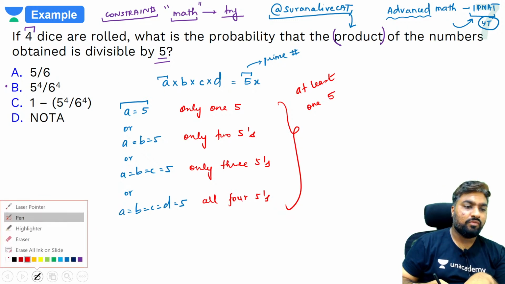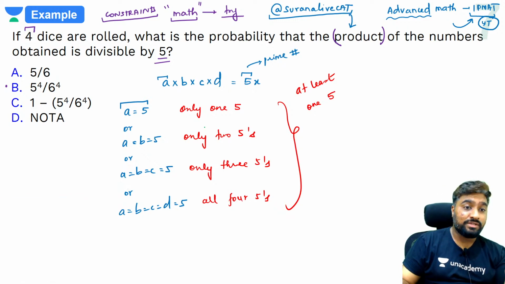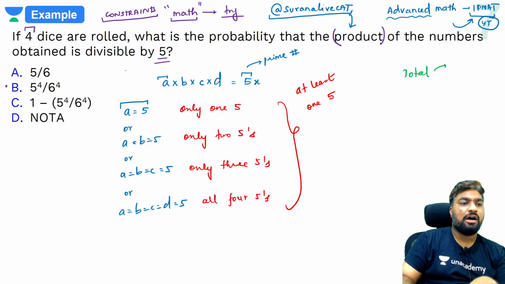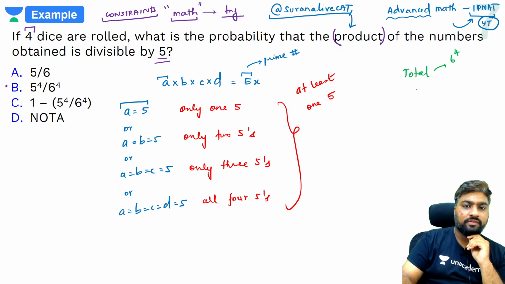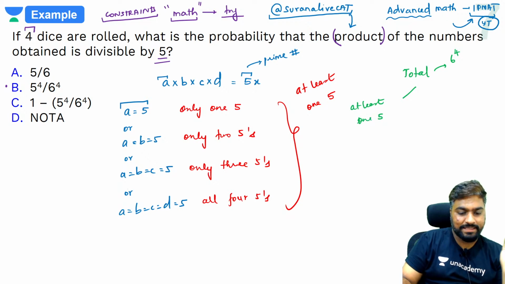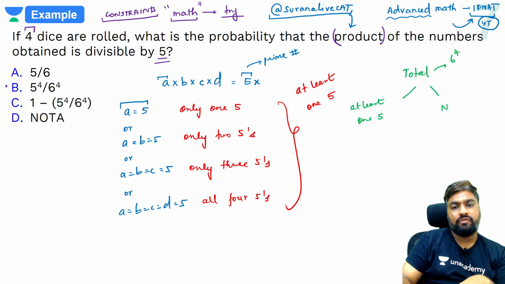So which method will you use now? Will you sit and do for all of these? No, directly use the shortcut. Total will be how many? 6 to the power 4. Total is what? 6 to the power 4, right? Out of that, if you have at least 1 5 on one side, then the complement will be what? No 5s.